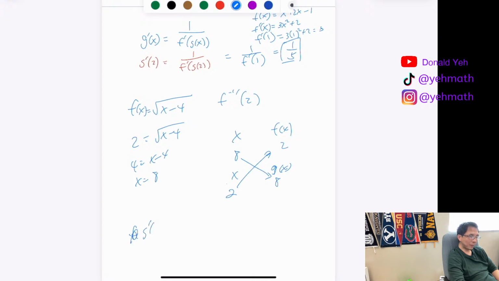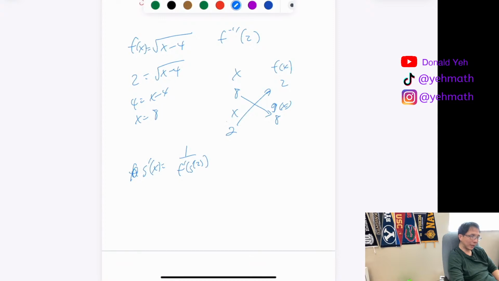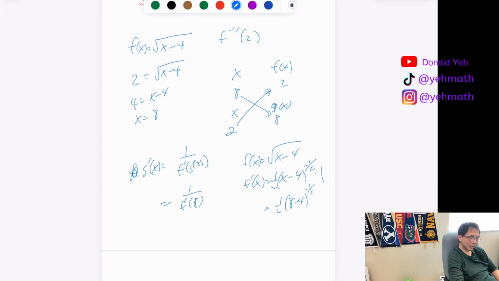So g prime of x is equal to 1 over f prime of g of x, so g prime of 2. I figure out what f prime of 8 is. F of x equal to root of x minus 4. F prime of x equal to 1/2 times x minus 4 to the negative 1/2 times 1. So 1/2 times 8 minus 4 to the negative 1/2 times 1. So it'll be 1 over 4. So 1 over 1 over 4 is equal to 4. So the answer is 4 here.